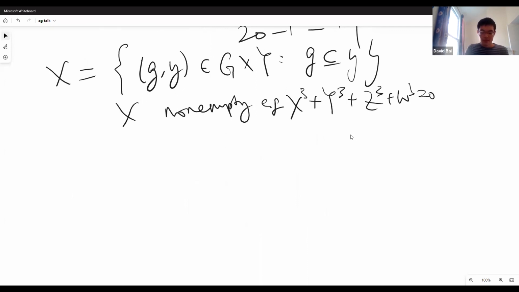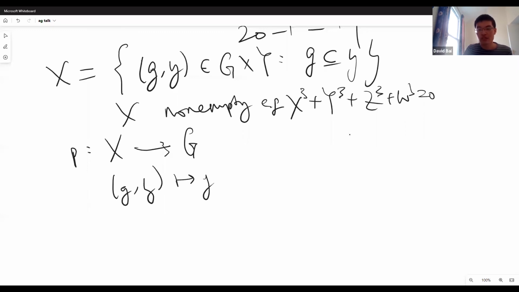Okay. Now, we don't know much about X because X is absolutely horrendous. Well, it's not horrendous, it's just complicated. But we know that X has some nice maps out of it. This is a map from X to G, which sends (G, Y) to G. It's just the first projection map.